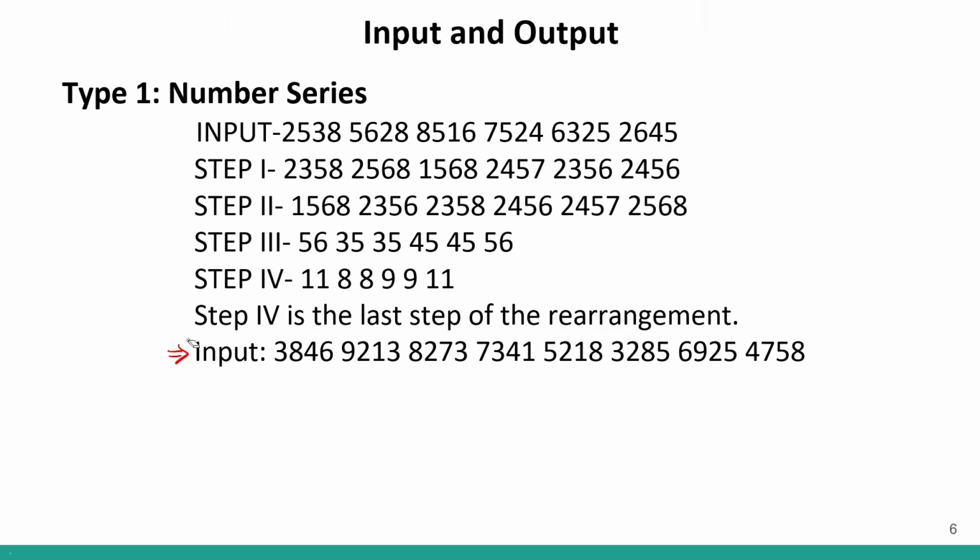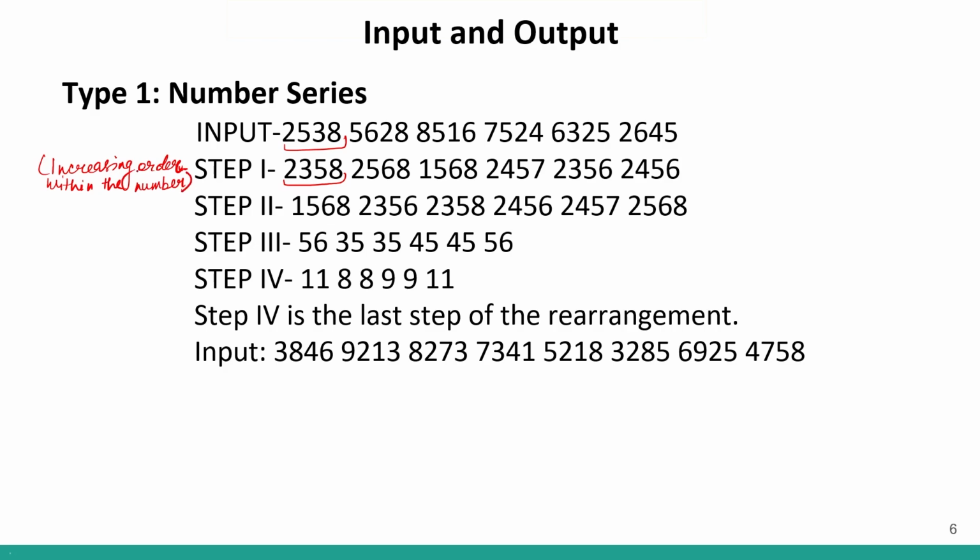The first thing is, let us look at the input. The first input is 2538, then 5628, 8516, 7524, 6325 and 2645. These are our numbers. Now when I look at 2538 and at this number 2358, basically we have arranged them in increasing order. In step 1, what we have done is we have arranged them in increasing order within the number.